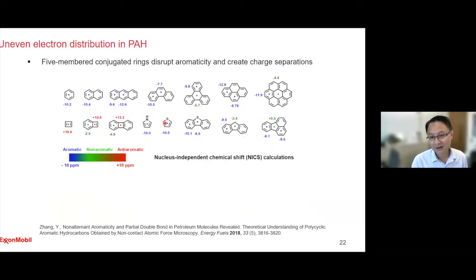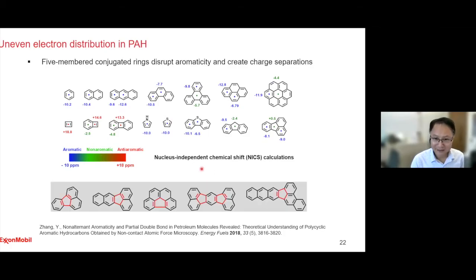You calculate the chemical shift at the center of each ring as a measure of how aromatic each ring is. So for benzene, it's -10. That's very aromatic. And for cyclobutadiene it's +18. As we know, it's anti-aromatic because these double bonds do not like to conjugate with each other. And based on this, you can see that a five-membered ring in the center is close to non-aromatic.